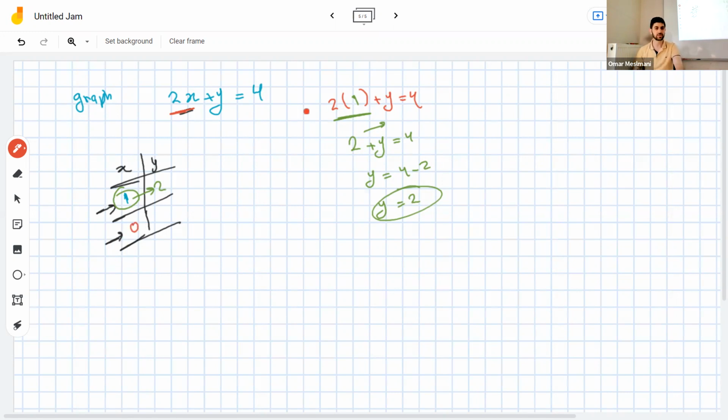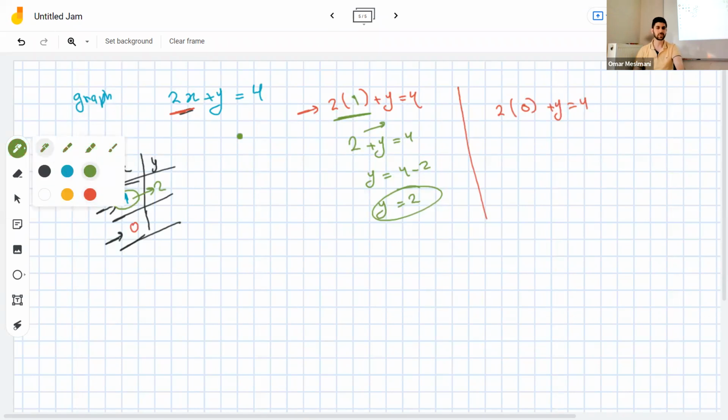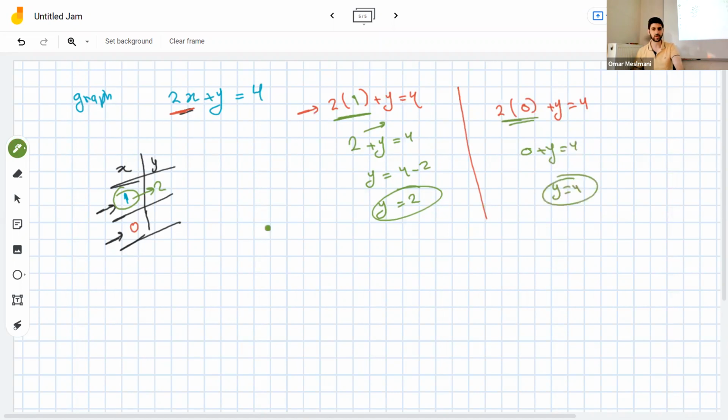So again, I will do the same as this, but instead of x being 1, I will use 0. So 2 times 0 plus y equals 4. 2 times 0 is 0, plus y equals 4. So y equals 4. Now I have 0 and 4. So do I have points? Yes, I have 2 points: 1 and 2, and 0 and 4. I guess these 2 points are enough, because when you have 2 points, that's enough.